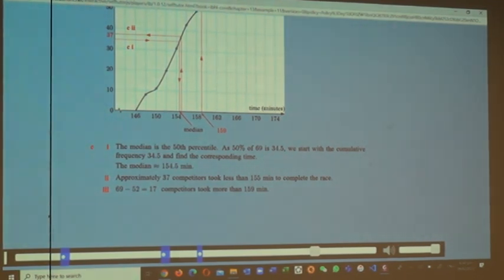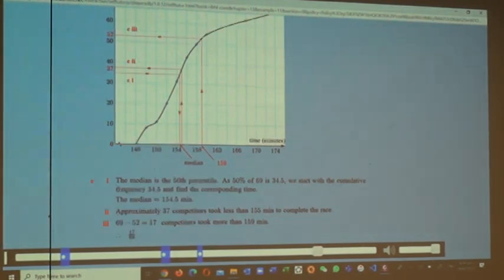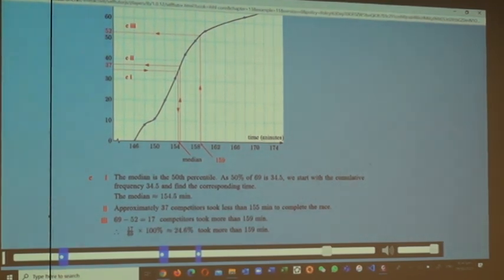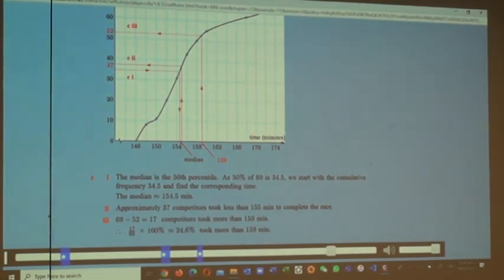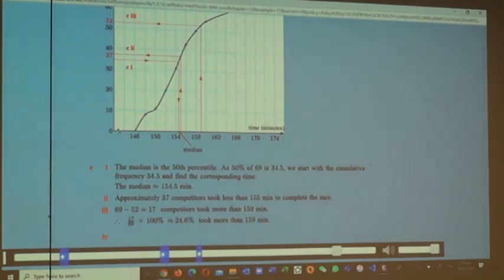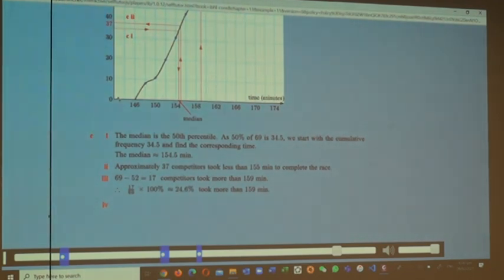Finally, we need to find the time taken by a competitor who finished in the top 20%, or in other words, better than the 20th percentile. 20% of the total number of competitors is 13.8. We start with this cumulative frequency on the vertical axis, then find the corresponding time. 20% of competitors took less than 151 minutes.